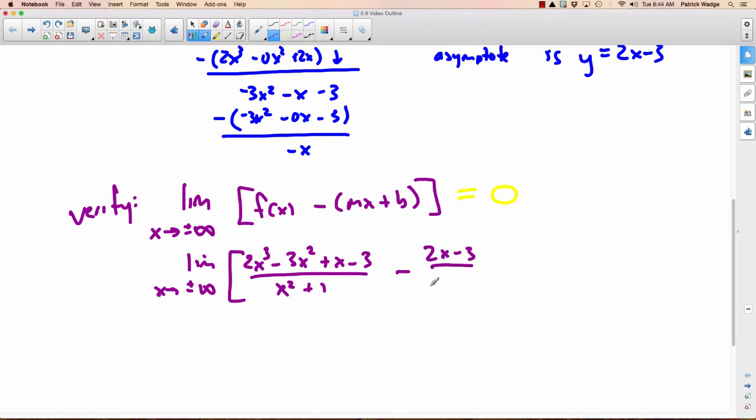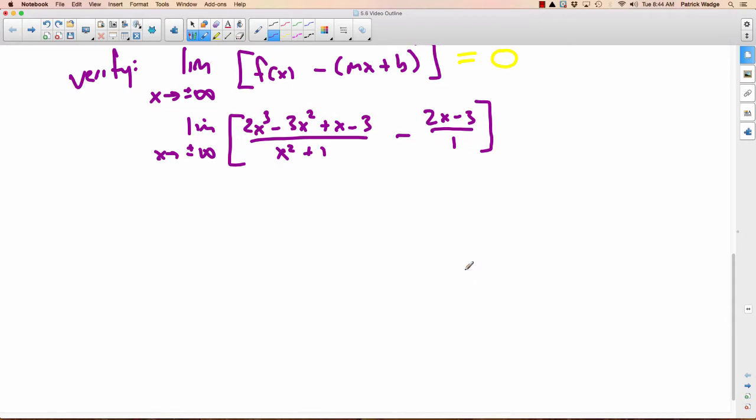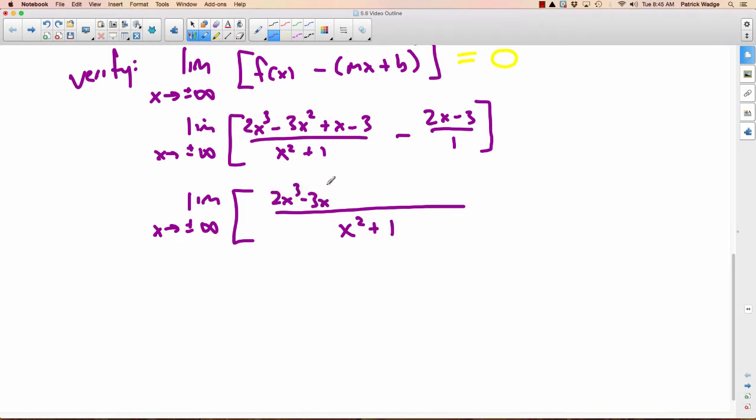And I'm going to put that over a denominator of 1. Because the next thing I need to do is get common denominators. Well, the common denominator of x squared plus 1 and 1 is x squared plus 1. So this first bit can stay exactly the same. The denominator for all this is going to be x squared plus 1. This can stay exactly the same: 2x cubed minus 3x squared plus x minus 3.